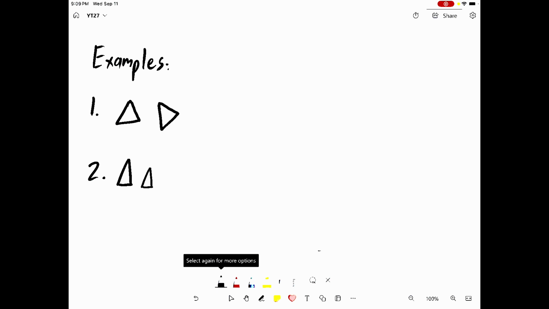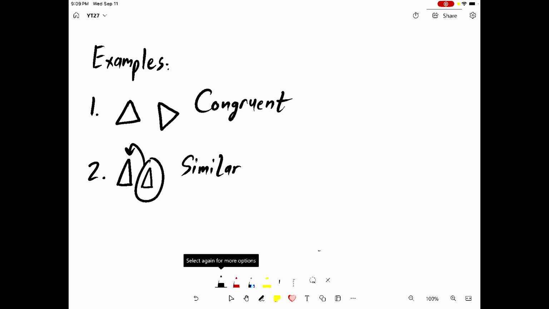So, in the first one, when you look at the sides, you can see that it's easy to find corresponding sides that are all equal. So, this is congruent. And this one, it seems like there are different side lengths, but the angles look to be about the same. It's like if I scaled up the smaller triangle, the triangle on the right, it would become the bigger triangle. So this would be similar, but not congruent. Remember that. Let's go to our practice problems.